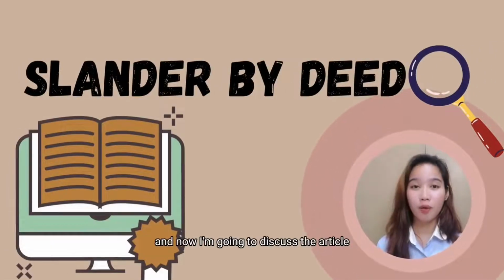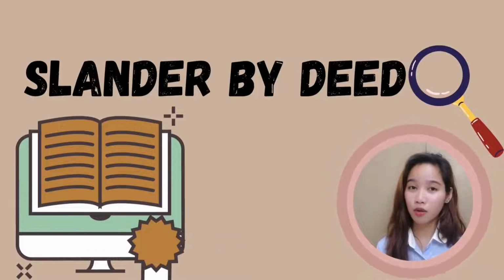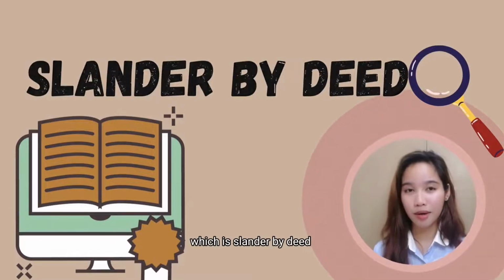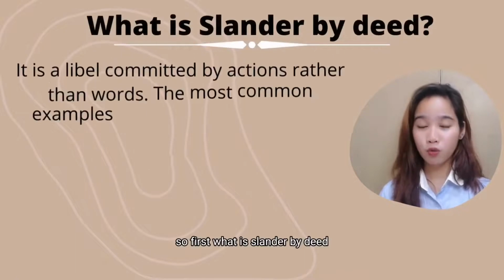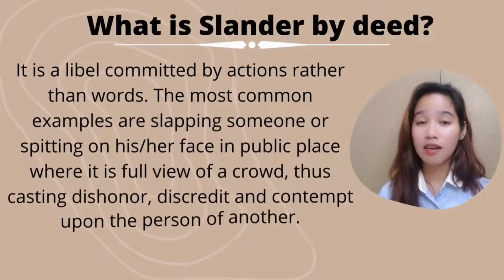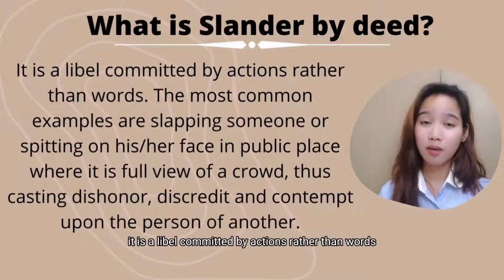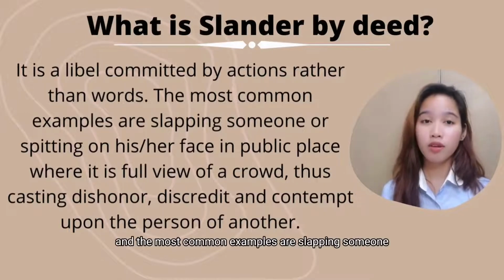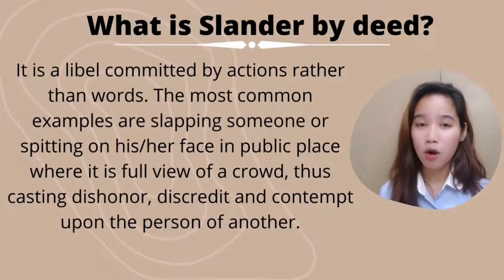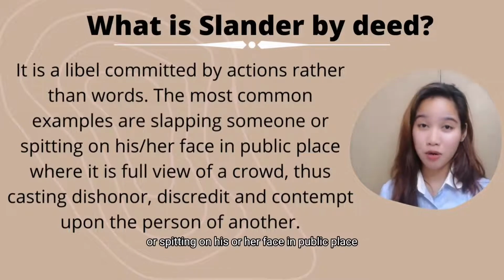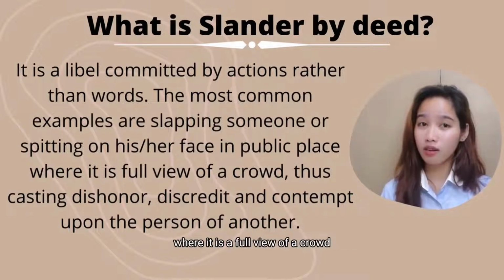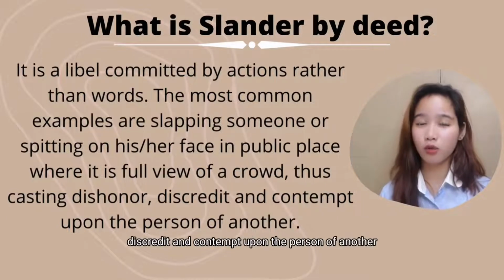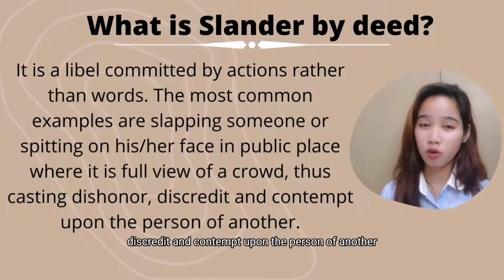San Jose, and now I'm going to discuss Article 359 of the Revised Penal Code, which is slander by deed. So first, what is slander by deed? Slander by deed is a libel committed by actions rather than words. The most common examples are slapping someone or spitting on his or her face in a public place in full view of a crowd, thus casting dishonor, discredit, and contempt upon the person of another.